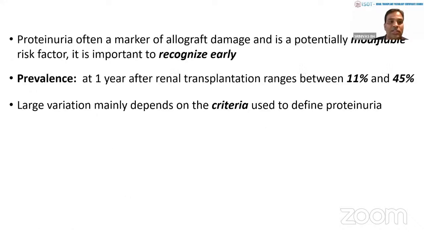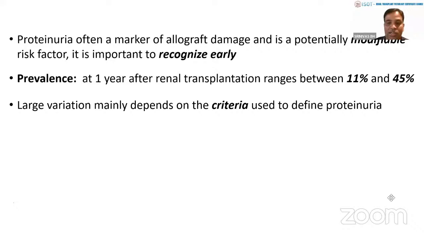Proteinuria is often a marker of allograft damage and is a potential modifiable risk factor, and it is important to recognize early. It can occur even immediately after transplantation, sometimes immediately, sometimes after a few years also. If you look at the prevalence of post-transplant proteinuria after 1 year of transplantation, the range is between 11 to 45%. It is a huge variation. Again, this variation mainly depends on what criteria we use to define the proteinuria, whether in the native kidney or in the post-transplant. So that is the most important.